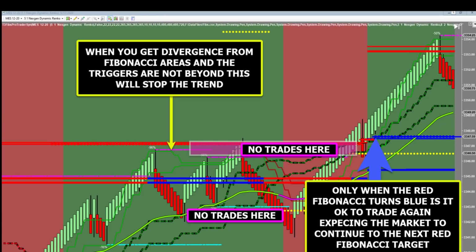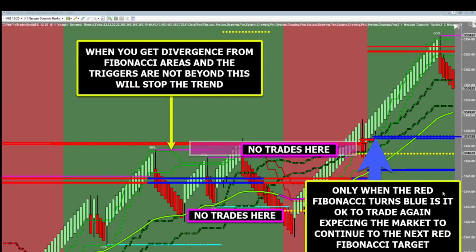Here's another example of the same thing. When you get divergence from Fibonacci resistance, we're not going to do any more long trades. We're also not going to do any more short trades when one of the triggers is crossed up, right? So we're not really doing any trend trades until both triggers cross down. What we're waiting for is this resistance with divergence to actually break and turn blue.